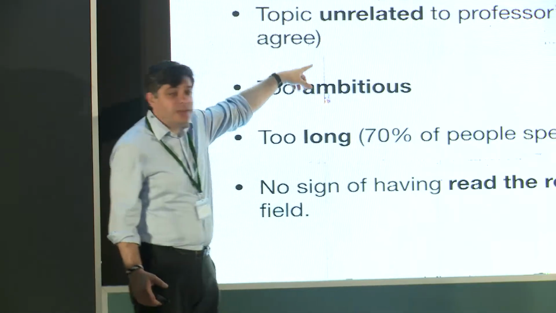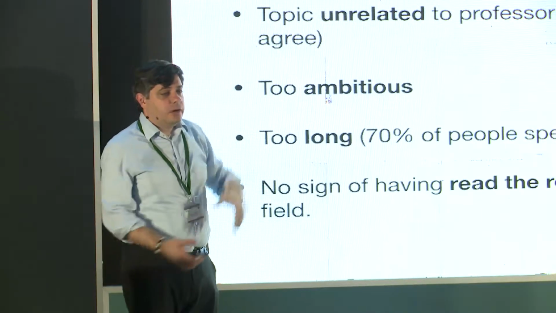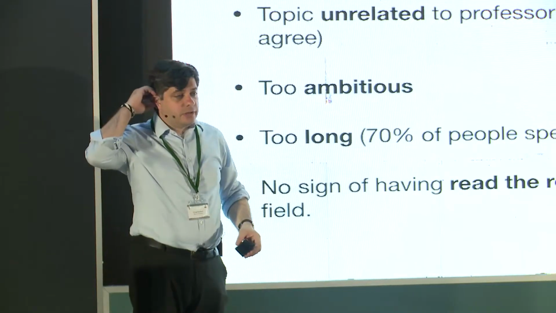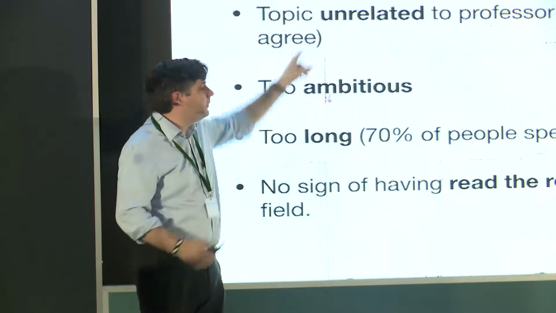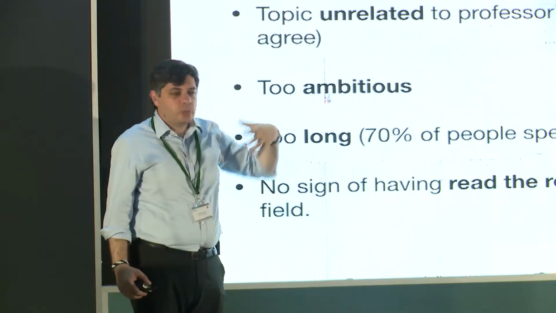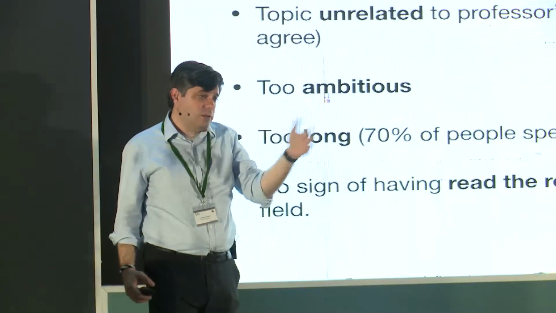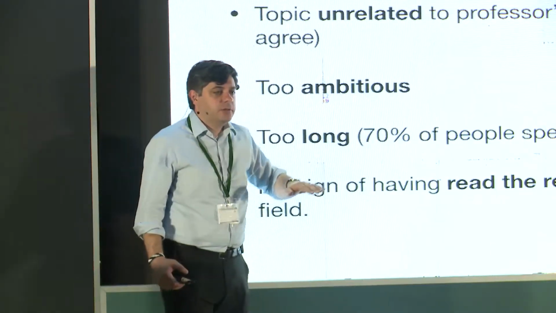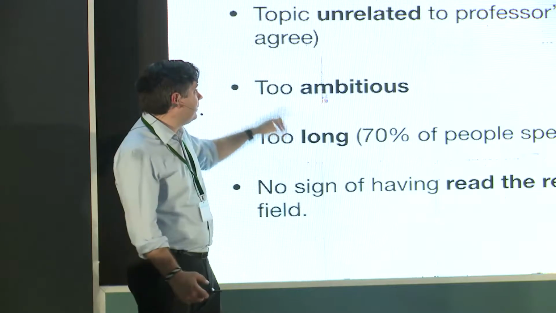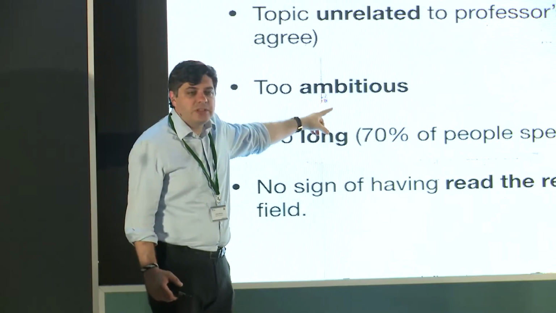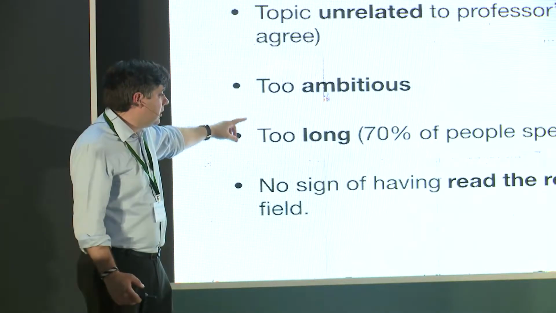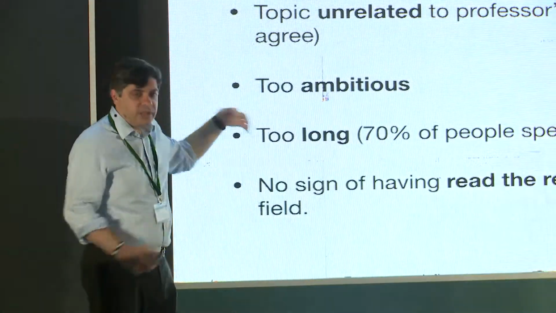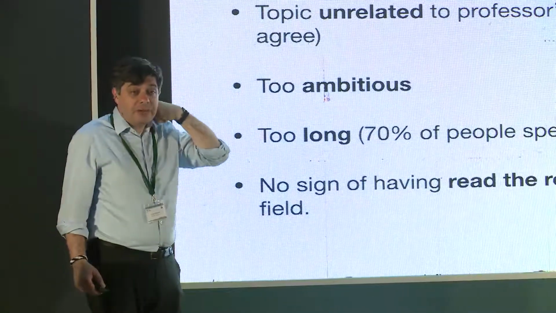If you're unrelated to the professor's interest, then it's very hard to get accepted. This is a bit weaker in the UK. I think some of the UK professors will communicate with you and say, I see that you want to do X, but I do Y. In the US, it's just an instant reject. You have to fit very, very carefully. Too ambitious sometimes means that you don't have an understanding of what is feasible in the time frame that you're talking about.